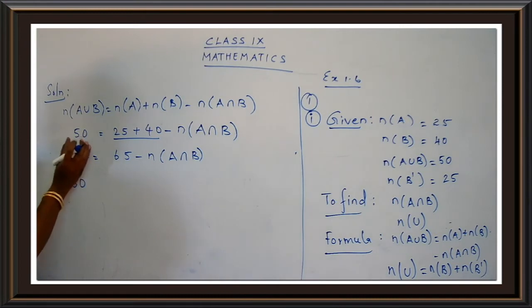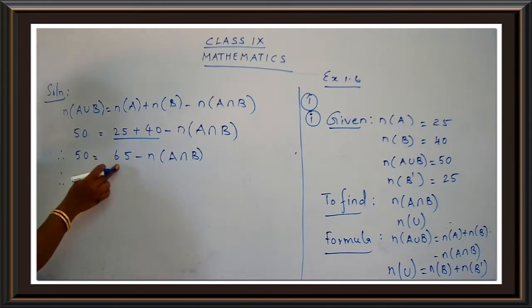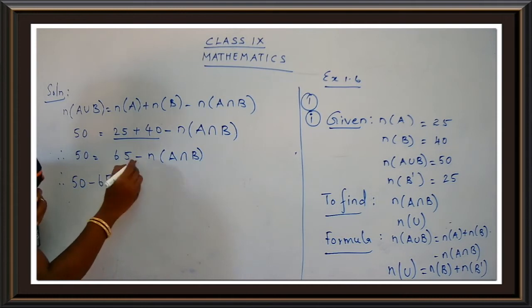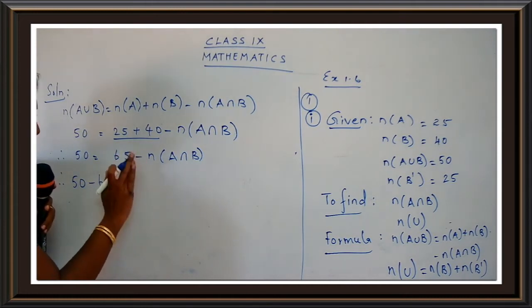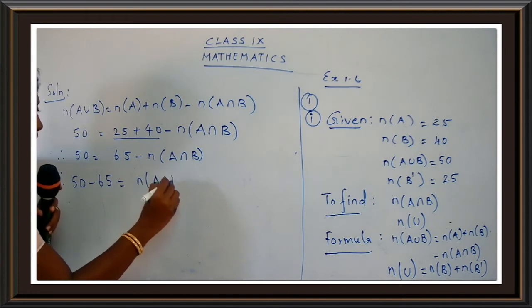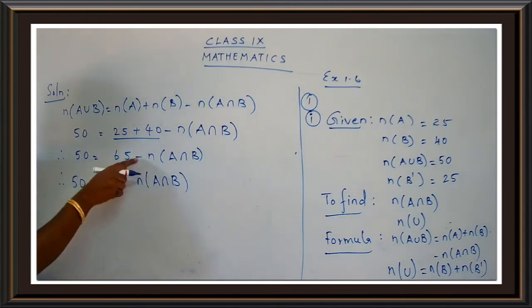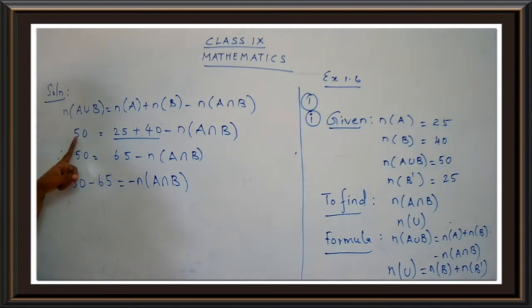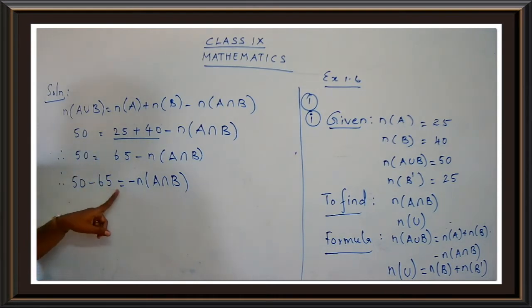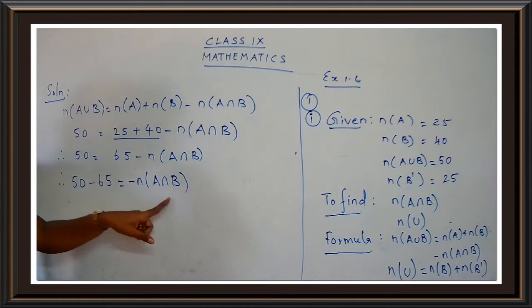So when plus 65 comes to this side, it turns to be minus 65. So what you get here? 50 is on the same side. Yes, 50 was on the LHS. I am keeping 50 on the LHS, so no need to worry about the sign. I am going to shift 65 from RHS to LHS. So I get here minus 65 is equal to. Now what is left here? You cannot write simply n of A intersection B. You have to write the sign also. What is the sign? Minus. Are you clear children? Are you getting the step? So 50, this was plus 65. So plus 65 comes to this side. Minus 65, this is equal to minus n of A intersection B.